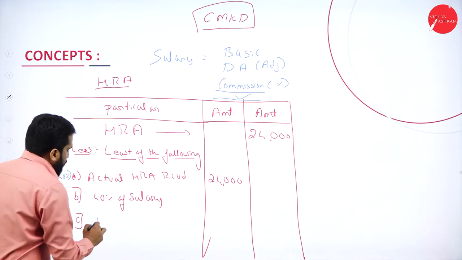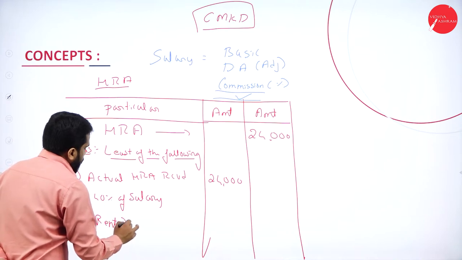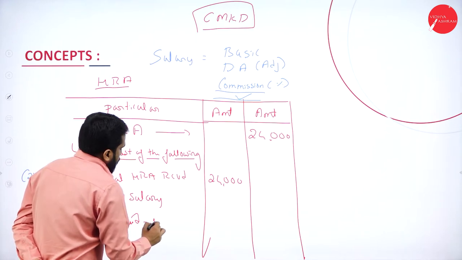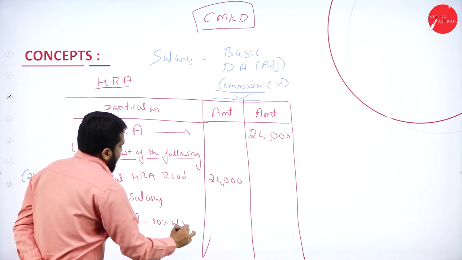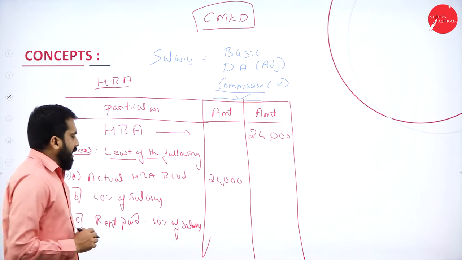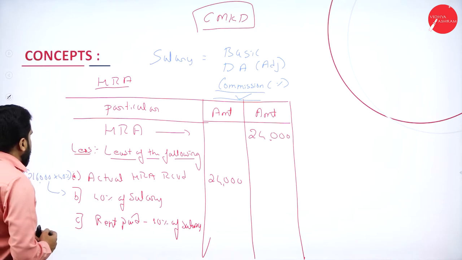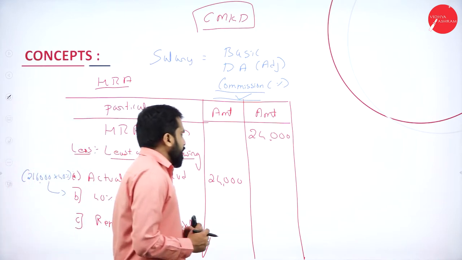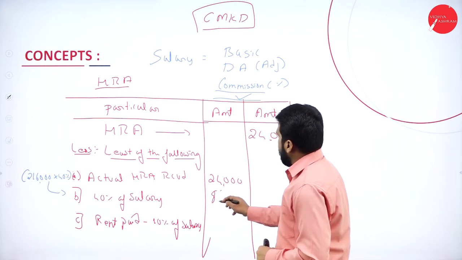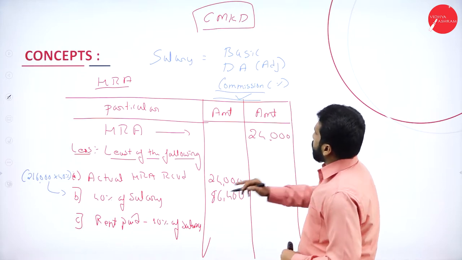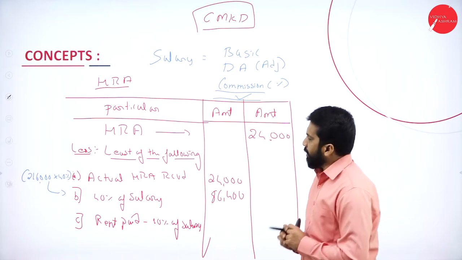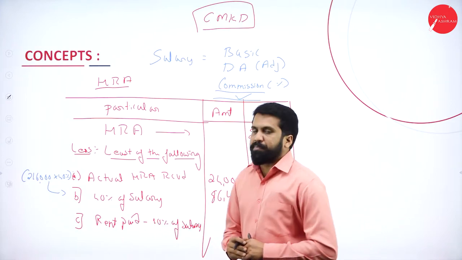So, the third one is what? Rent paid minus 10% of salary. Remember this. Now, as per this, we'll go for the calculation. 2,16,000 into 40%, how much will you get? So, you will get around 86,400. So, 2,16,000 into 40% is 86,400. Now, rent paid minus 10% of salary.